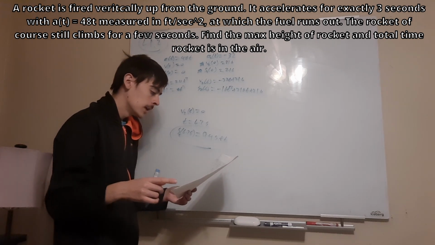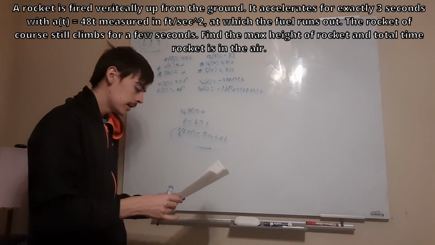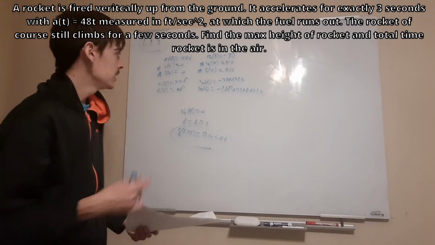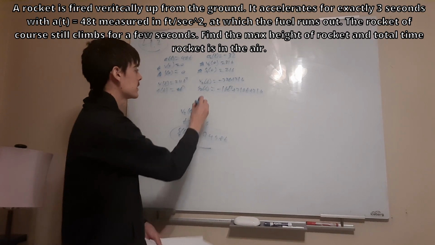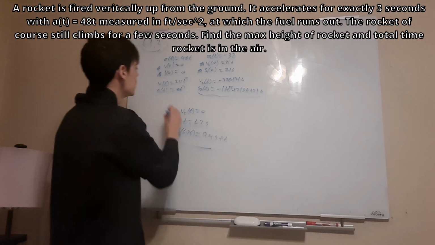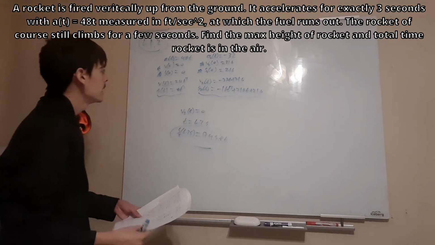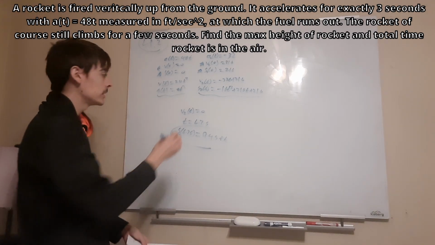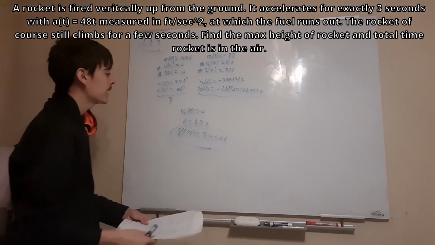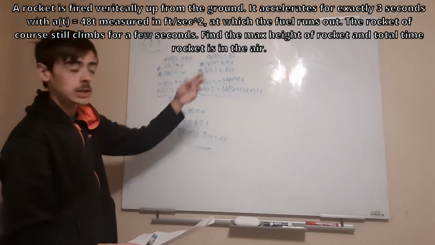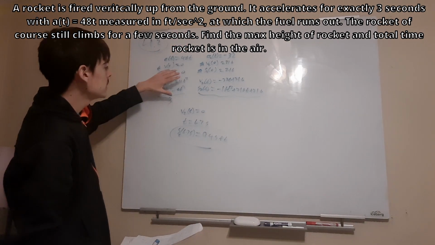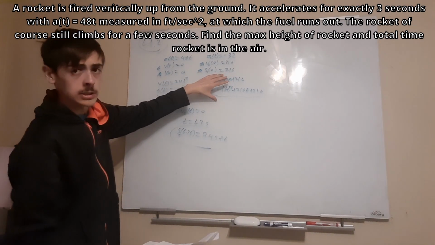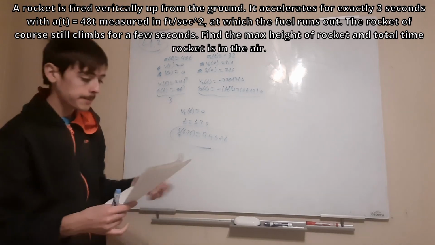Now part B. Part B asks us, what's the total time the rocket's in the air? So we're going to have to find the total time it's in the air for both functions. The first function is really easy. It told us that it was going upwards with acceleration for 3 seconds. So for this function, it was in the air for 3 seconds. Now if we find the time it's in the air for the second function and add these two together, we'll be fine.